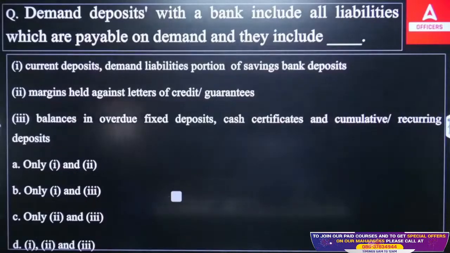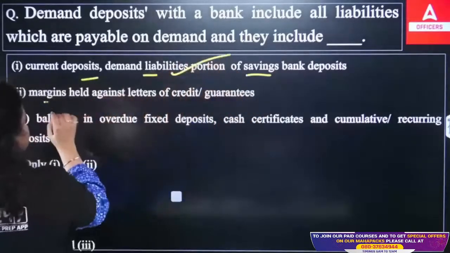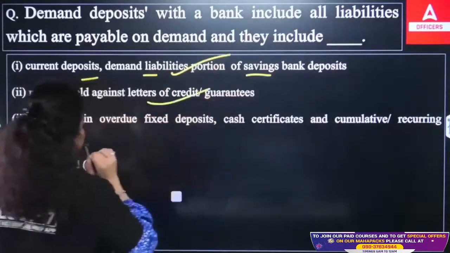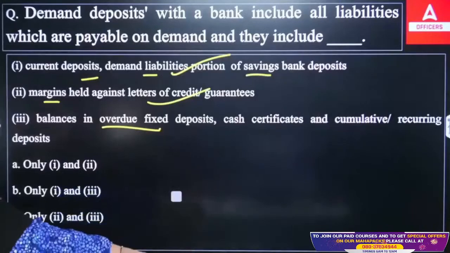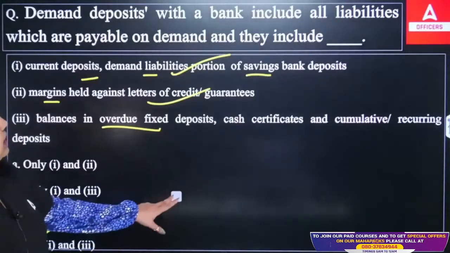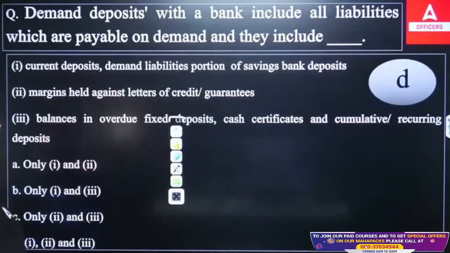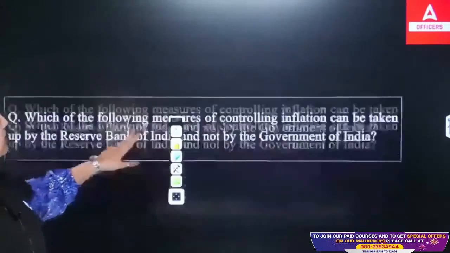Okay. Now, which of the following is right? The current deposit, the demand deposit portion of savings account, this is correct. Margins held against letter of credit and guarantee will be covered. The balance in overdue fixed deposit, cash certificate, cumulative recurring deposits, all these will be covered under the demand deposit with the bank liability we are talking about. So the answer will be your D option. 1, 2, 3, all the statements were true.